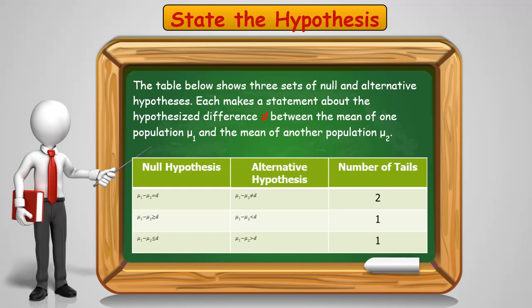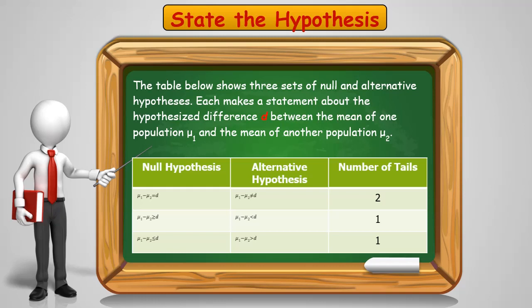So this time our hypothesis table is slightly different. Instead of just looking for a single value, I'm going to make each statement about the hypothesized difference between one mean and the other. So, for example, let's say I assume the hypothesized difference is 0. Then the average of 1 minus the average of 2 is going to be equal to 0. And that's my null hypothesis.